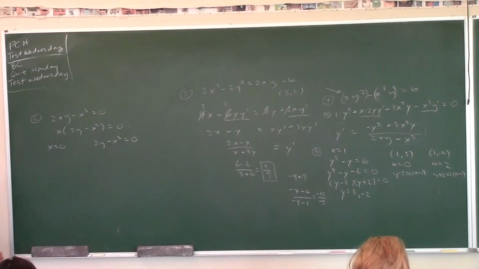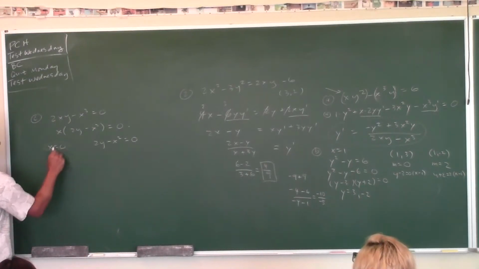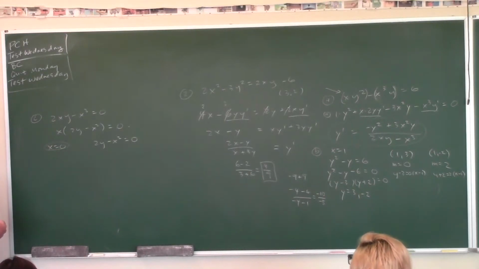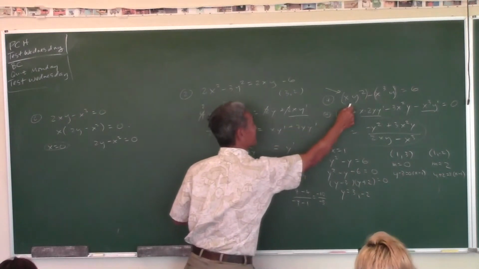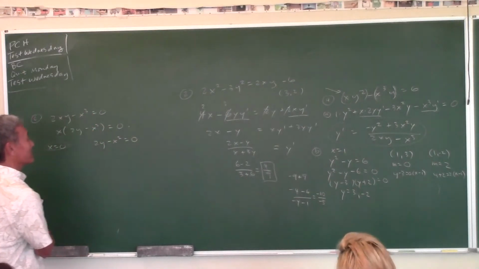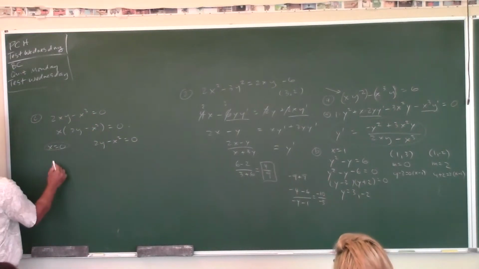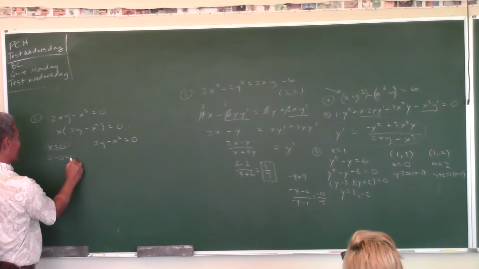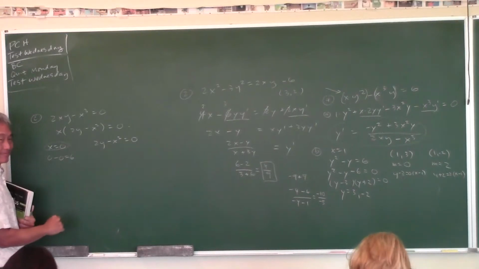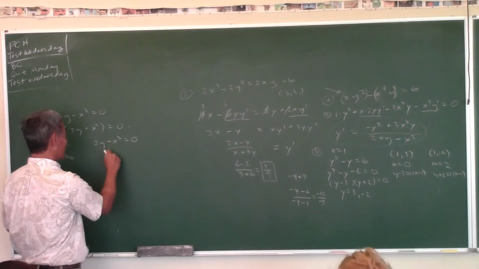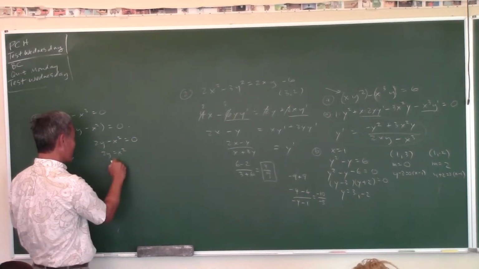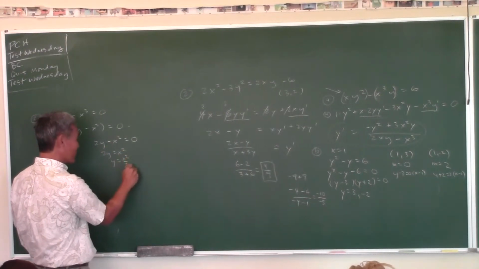Now, is it possible for x to be 0? What happens if I take that and plug it back into the original equation? What if I plug in 0 for x? You get 0 minus 0 equals 6. No, so there's nothing from that. But what about this? 2y equals x squared. Y equals x squared over 2.